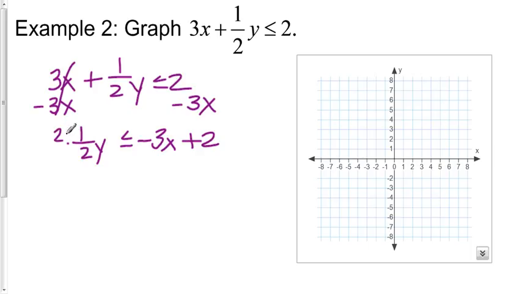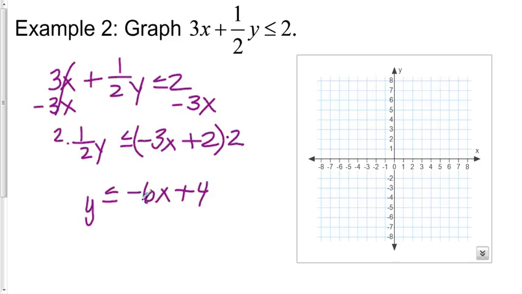Multiplying by 2, 2 times 1/2, those are reciprocals, so I'm left with y is less than or equal to. On this side, when I multiply by 2, I need to multiply the entire side by 2. And so I'm going to use the distributive property. We get negative 6x plus 4. 2 times 2 is 4.